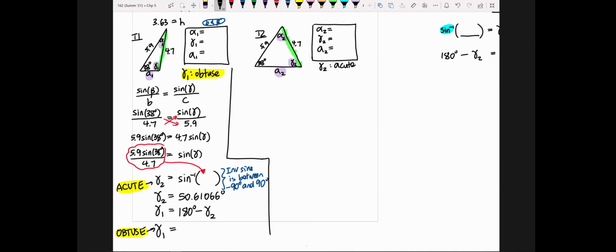Let me repeat that. When we use the inverse sine, it gave us the acute angle gamma 2 in quadrant 1. Then we do 180 degrees minus gamma 2 to get gamma 1, which is our obtuse angle in quadrant 2. So that would be 129.38934 degrees.